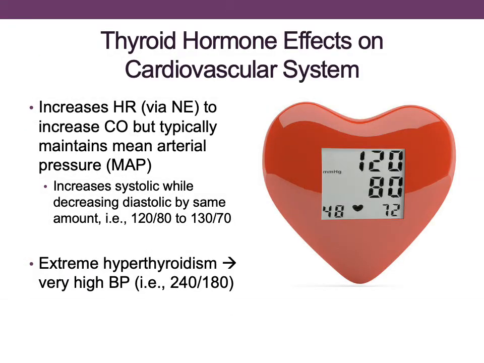Thyroid hormone effects on the cardiovascular system. Thyroid hormone will increase heart rate via norepinephrine to increase cardiac output, but it typically maintains mean arterial pressure, the MAP, because it'll increase systolic pressure while decreasing diastolic pressure by the same amount so that you will not interfere with the mean arterial pressure. However, in cases of extreme hyperthyroidism, blood pressure can rise as high as 240 over 180.